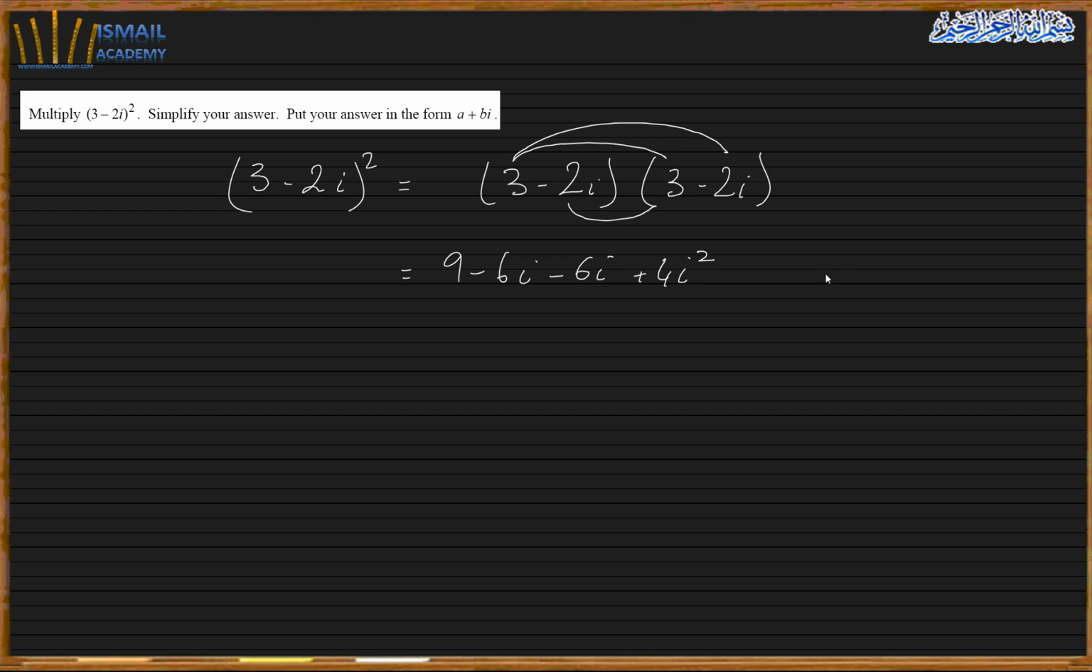As you know, i squared is minus 1. So here it will be 9 minus 12i plus 4 times minus 1, which is minus 4. So it's going to be 9 minus 4 minus 12i, so it's going to be 5 minus 12i. This should be your answer for this question. I hope it's clear. Next question.